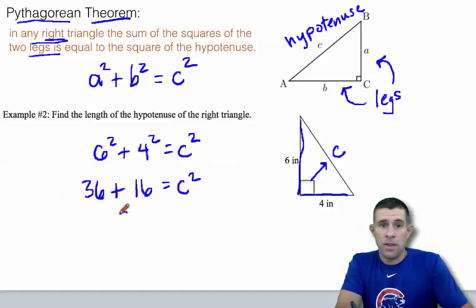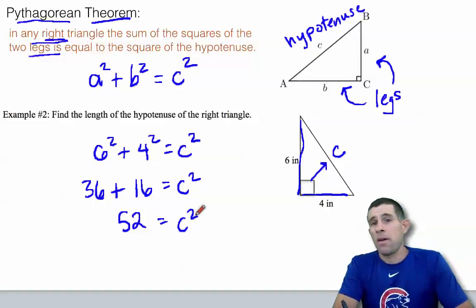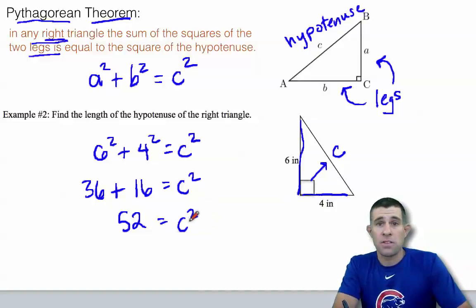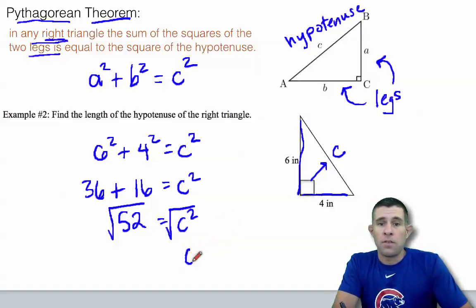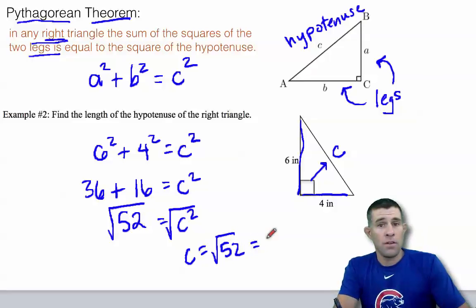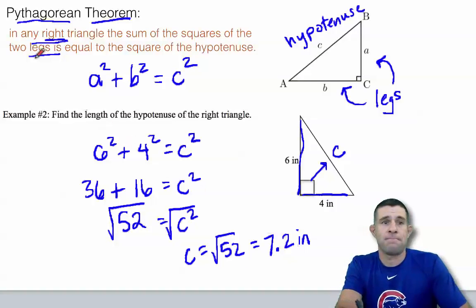I can add those two together now. I get 52 is equal to C squared. Now to find the length of my hypotenuse, I have to undo this squaring. The inverse operation of squaring is square root. So I need to take the square root of both sides, which will leave me with the value of C equal to the square root of 52. And if we go to our nearest tenth, that is 7.2. And I'll put my unit of measurement in there as inches.